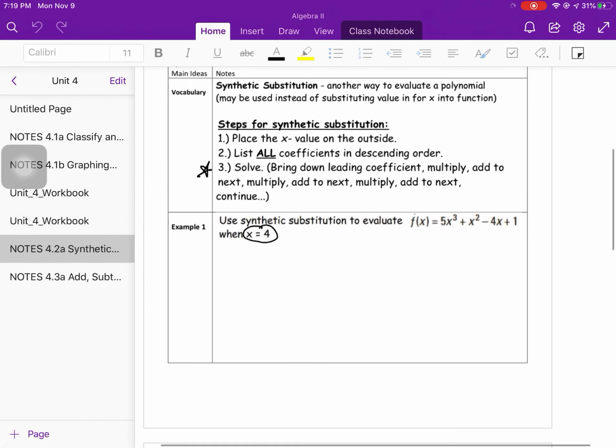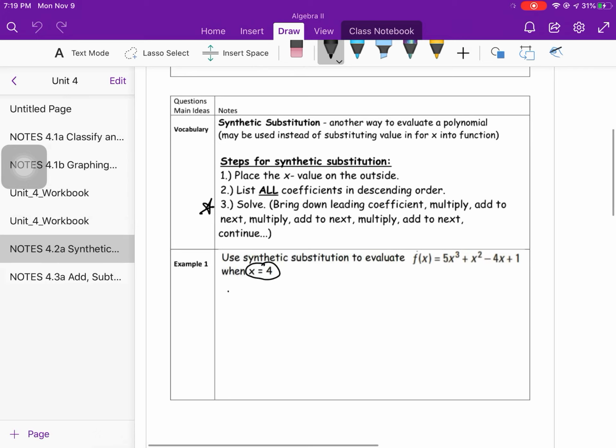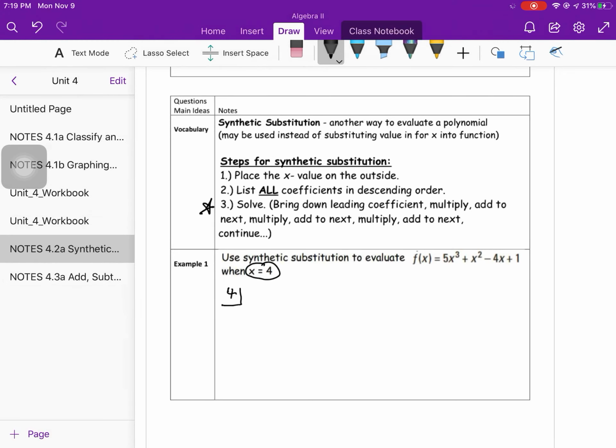Let's go back up here. We make our half box. Put 4 there. Now it says list the coefficients in descending order. So descending, remember, goes from highest to lowest, which we already have it here.